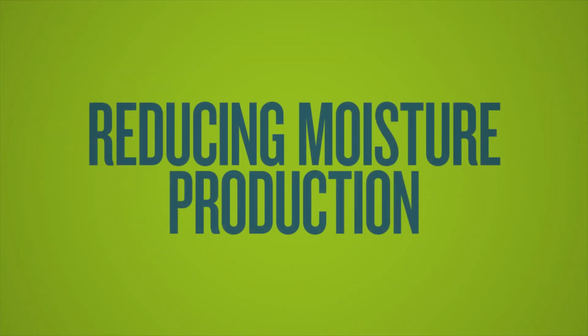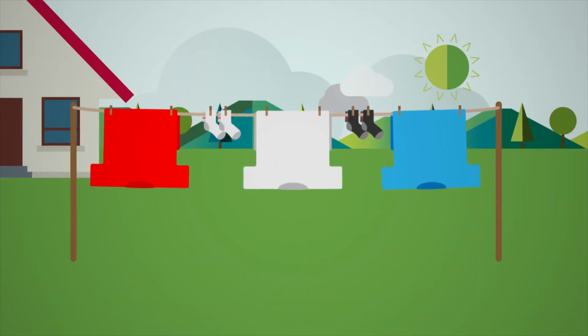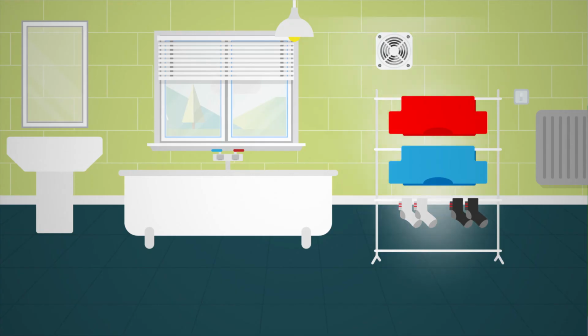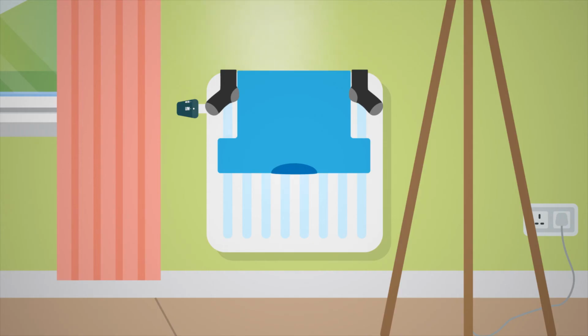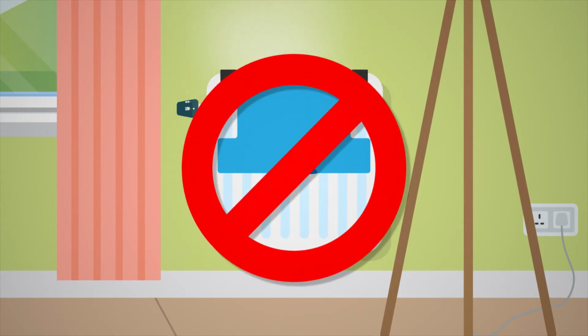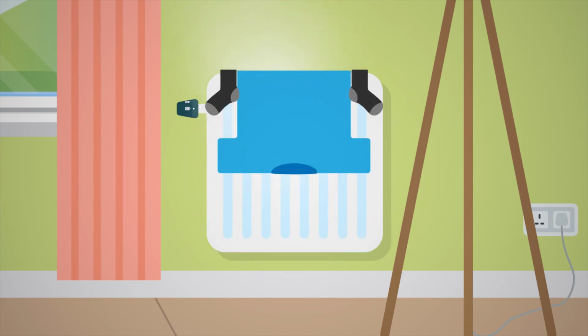Reducing moisture production. Our everyday activities add extra moisture to the air inside our homes, but you can take a few simple steps to minimise moisture production. Hang your washing outside to dry if at all possible, or hang it in the bathroom with the door closed and the window slightly open or the extractor fan on. Don't be tempted to put it on radiators or in front of a radiant heater, as this will increase the moisture in the air and lead to more condensation.